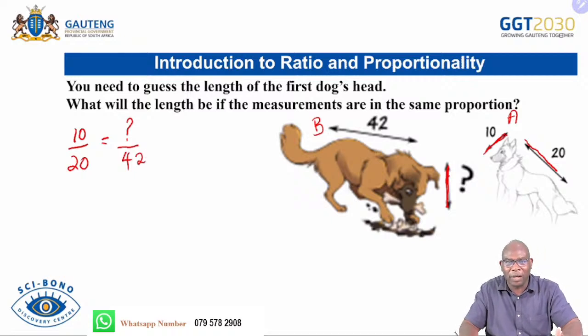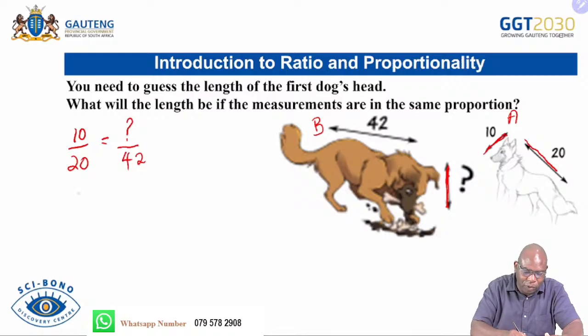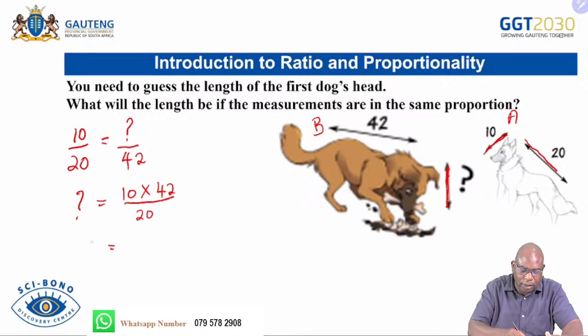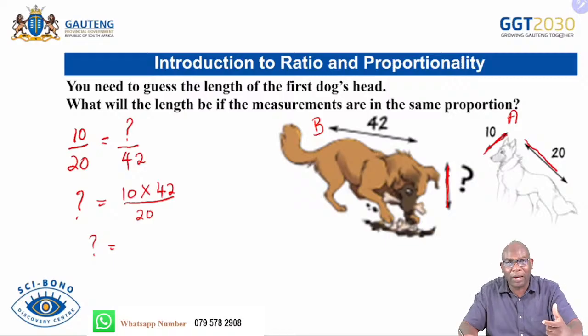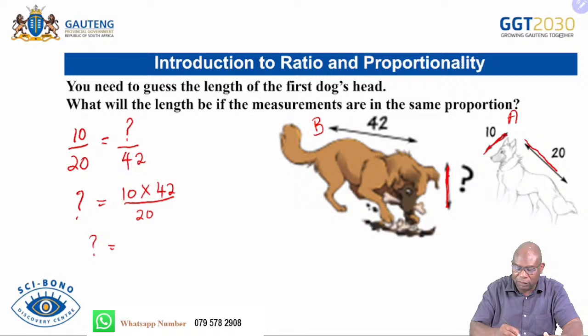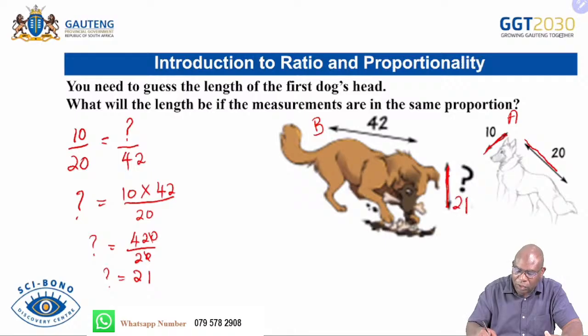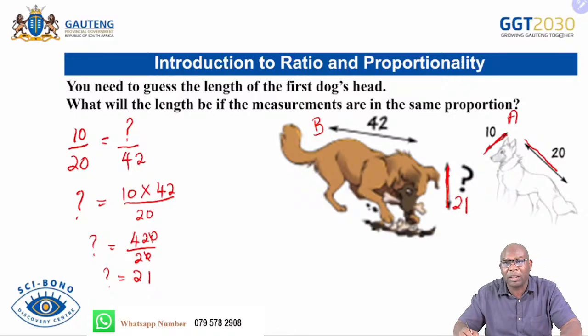So how am I going to get the unknown? I'm going to cross multiply. The unknown is equal to 10 multiplied by 42, then I'm going to divide that by 20. So the head length of dog B will be 420 divided by 20. The 0 and the 0 cancel out, and from there we get 21. So in other words, the length of the head of this other dog is going to be 21, if it's measured in centimeters.